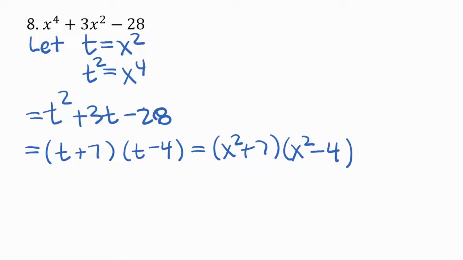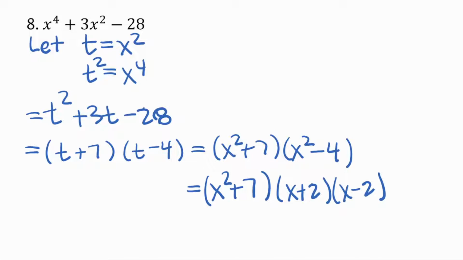And x squared minus 4 is the difference of two squares. Okay, x squared plus 7 is not, so I can't do anything with it. And x squared minus 4 would be x plus 2 times x minus 2.